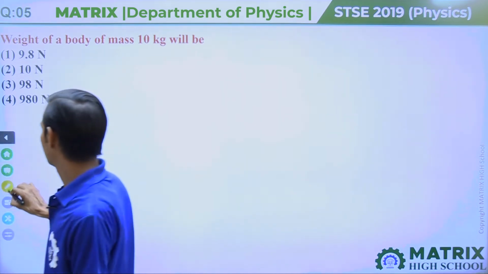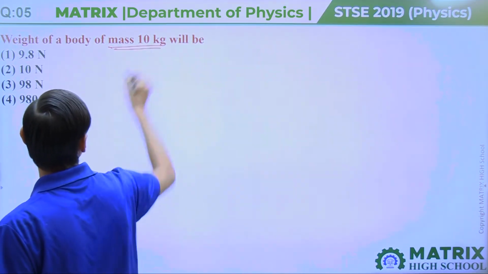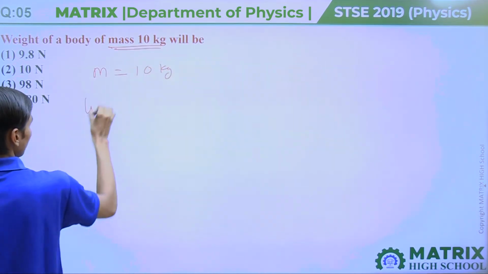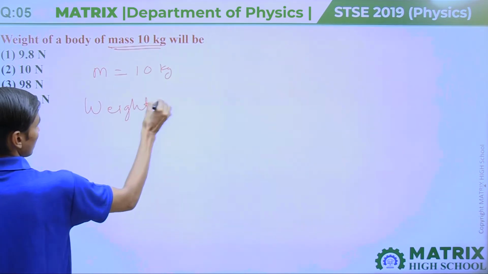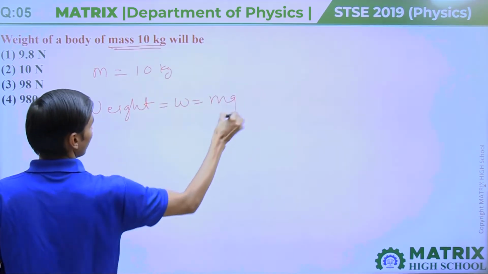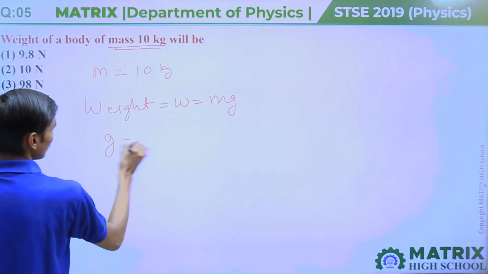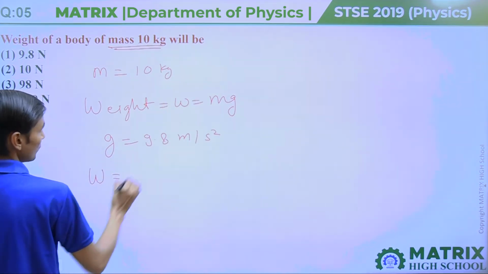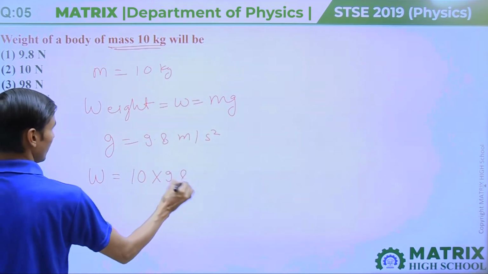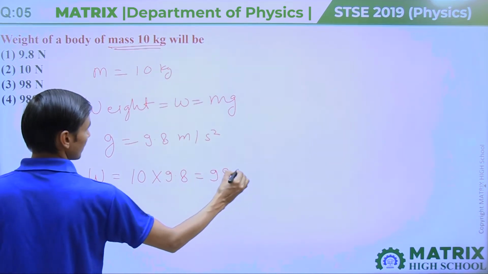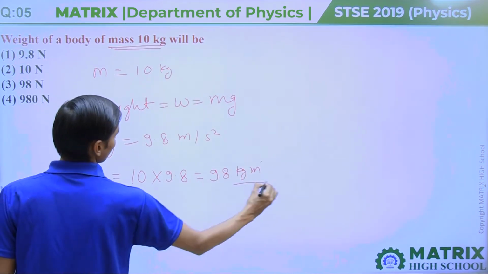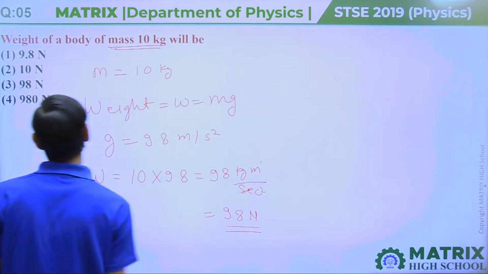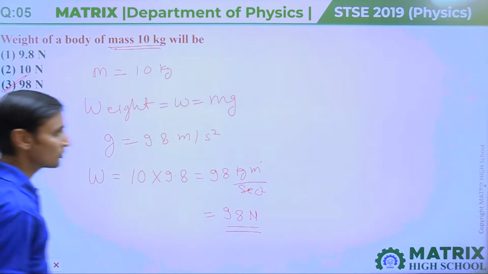In this question, the weight of a body of mass 10 kg. Weight W equals mg, and g equals 9.8 meter per second square. So weight W equals mass 10 into g 9.8, which comes to 98 kg meter per second square, or it can be written as 98 Newton. So the answer will be option 3.